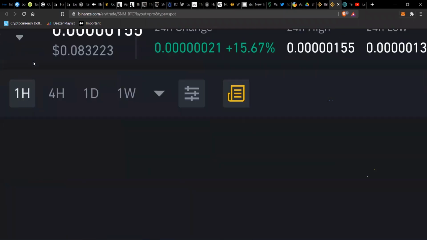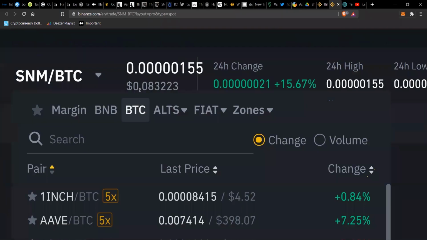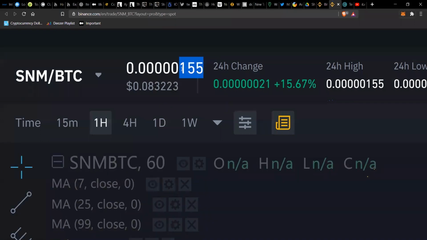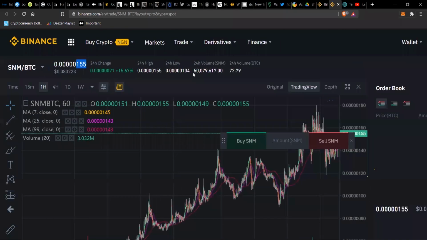Now, instead of me saying buy SNM at 0.00000155, it's stressful. There are so many zeros. What you just say is buy SNM at 155 Satoshi. So you say buy SNM at 155 Satoshi. So that is the Satoshi value.